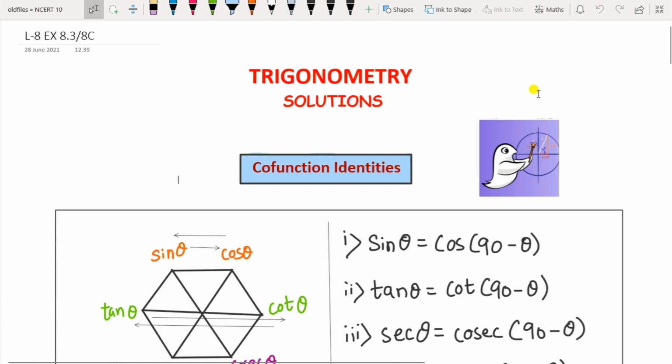In the introductory video, I have also explained the various identities like reciprocal identity, quotient identity, co-function identities, and Pythagorean identities. So in this exercise, we are going to use these co-function identities.